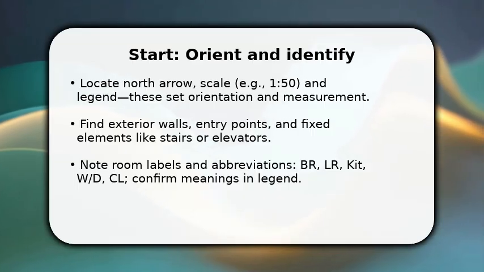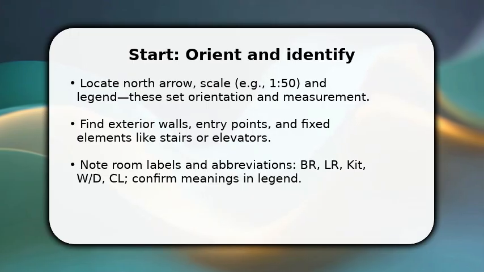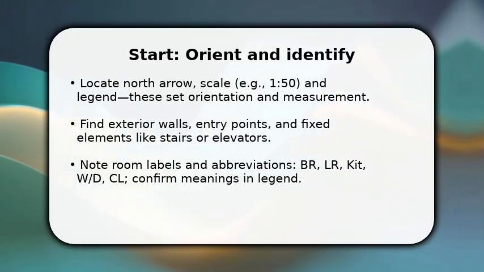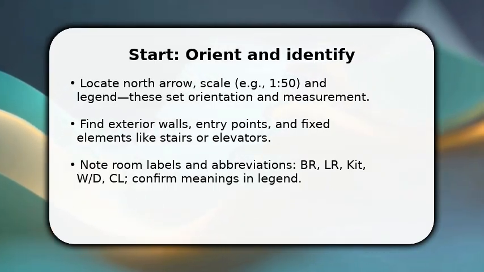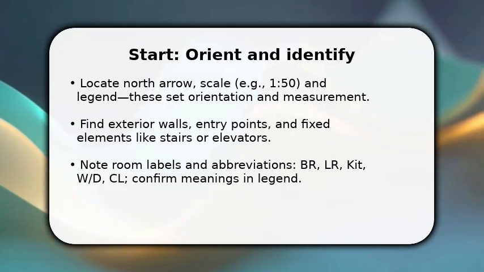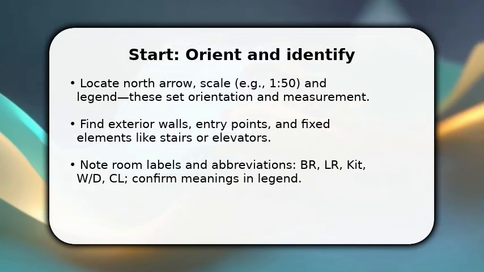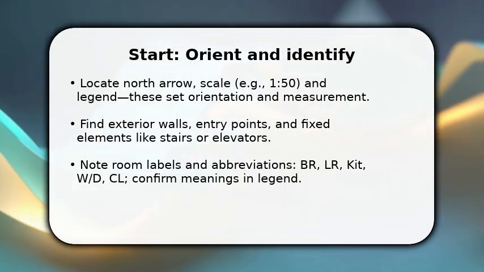You begin by orienting the plan. Find the north arrow and the scale so you can translate measurements to real distances. Once done, consult the legend to decode symbols and abbreviations. This avoids misreading doors as windows. Then trace exterior walls and main entries to establish the building footprint.